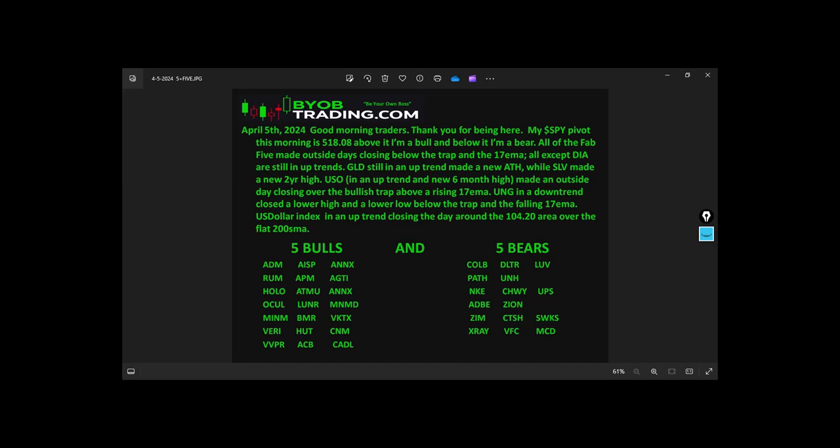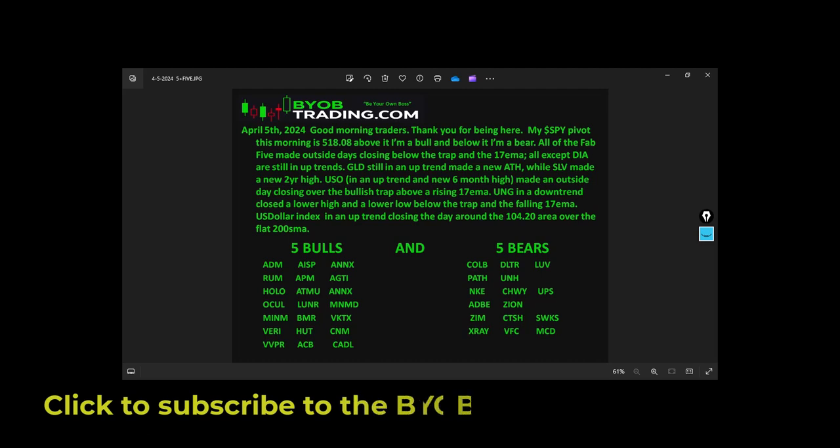Okay, all except Diamond Dow are still in uptrends. Gold, still in an uptrend, made a new all-time high yesterday, while silver made a new 2-year high, both making higher highs and higher lows. USO, still in an uptrend, made a new 6-month high and made an outside day closing over the bullish trap above the rising 17 EMA.